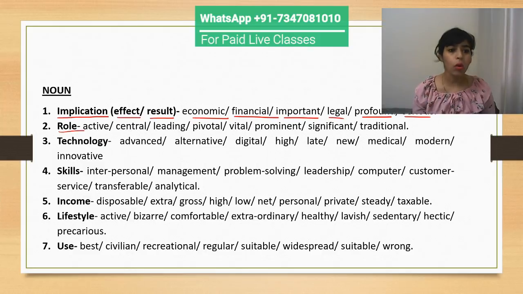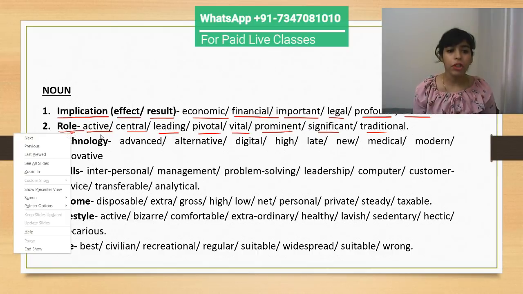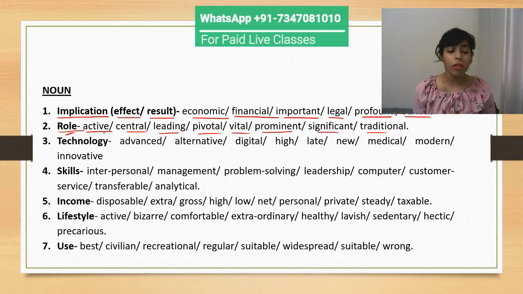Then we have role. We use this word almost in every single essay. What kind of role is the government portraying? Government is playing an active role, central role, leading, pivotal, vital, prominent, significant, traditional. So we should know the synonyms, or basically we should know the meaning of the word, and we should know what all words can be used with this noun. So basically these are the adjectives that can be used with the noun.